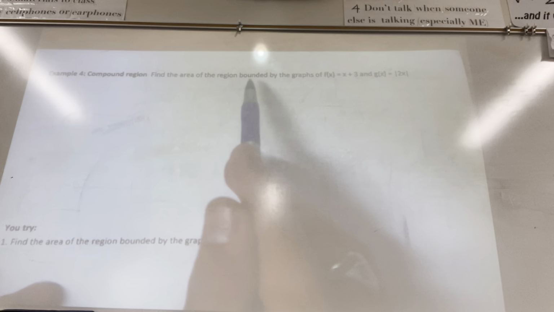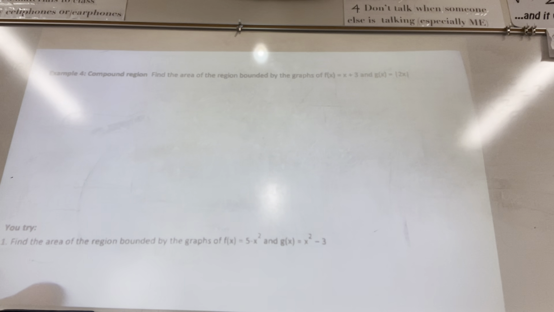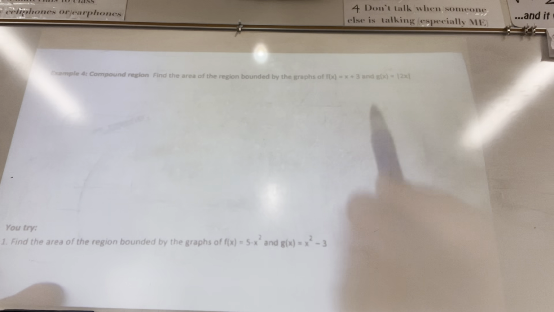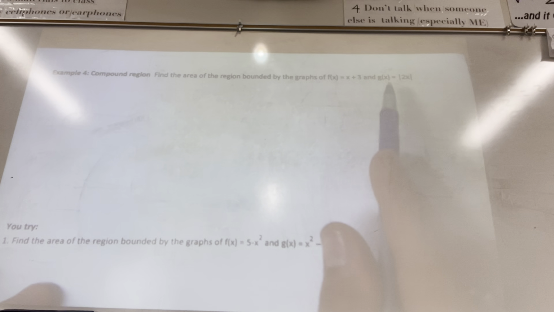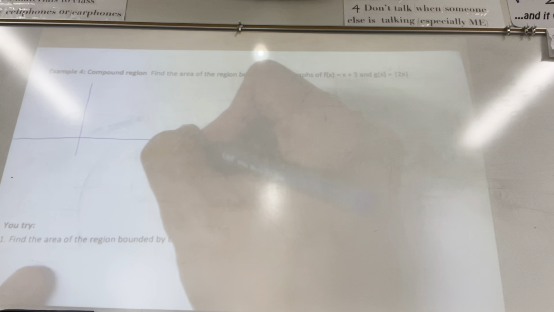Find the area of the region bounded by the graphs this and this. Huh. Absolute value function. Show me with your arms, what does the absolute value function look like? Okay. All right, yep, there it is. So let's draw it. Here's the x-axis, here's the y-axis, and then there is the absolute value graph.